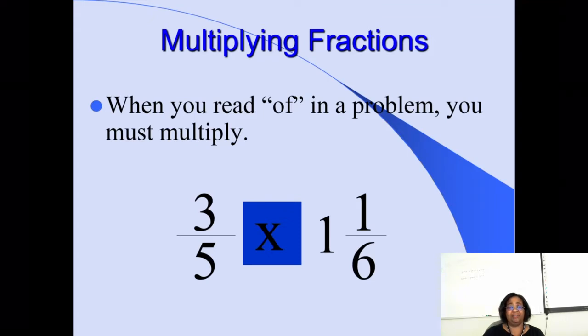What was the first step? The first step says that if you have any whole numbers or any mixed numbers, you need to make them improper. What do I have here? I have a proper fraction, and what's this? This is a mixed number. I need to change this to an improper fraction. How do I do that?